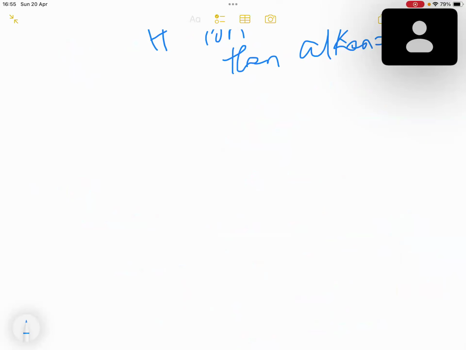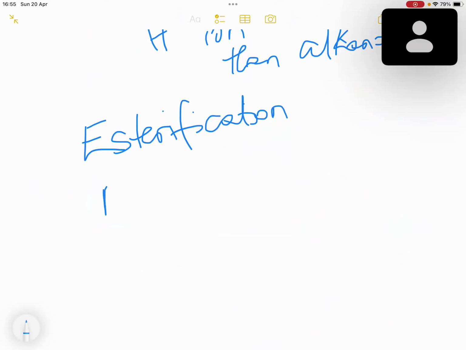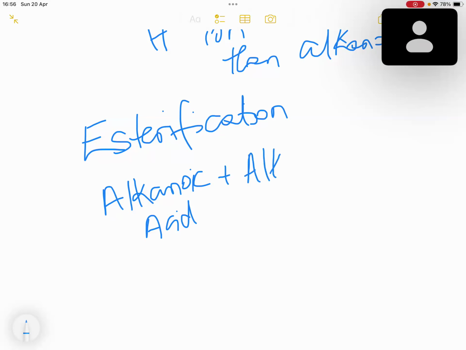So our last reactions now are esterification. In esterification, we react an alkanoic acid or a carboxylic acid with an alcohol or an alkanol, and we produce an ester and water.